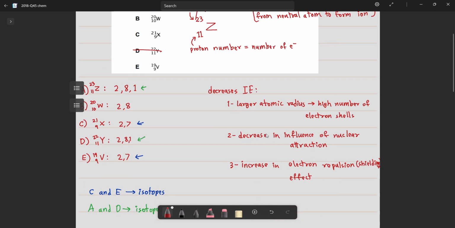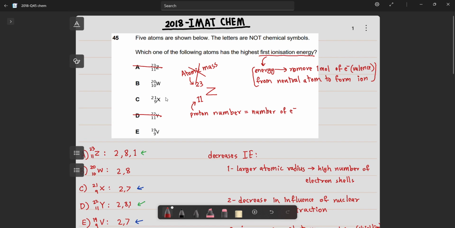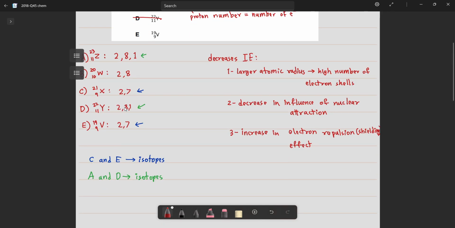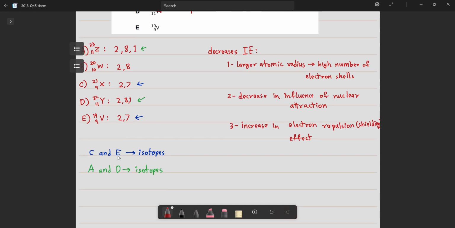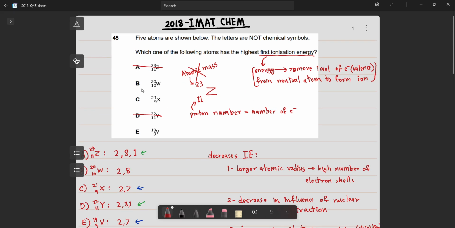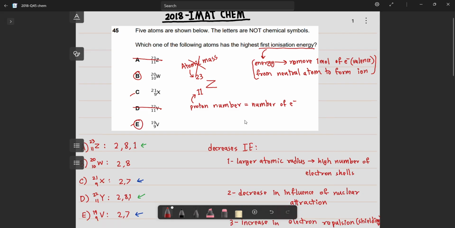Okay, so now since we cancel out options A and D, let's focus on C and E since they're isotopes to each other. We are going to consider them as just one element and compare it to option B. So you can choose any one, whichever you like. I'm just going to choose option E.